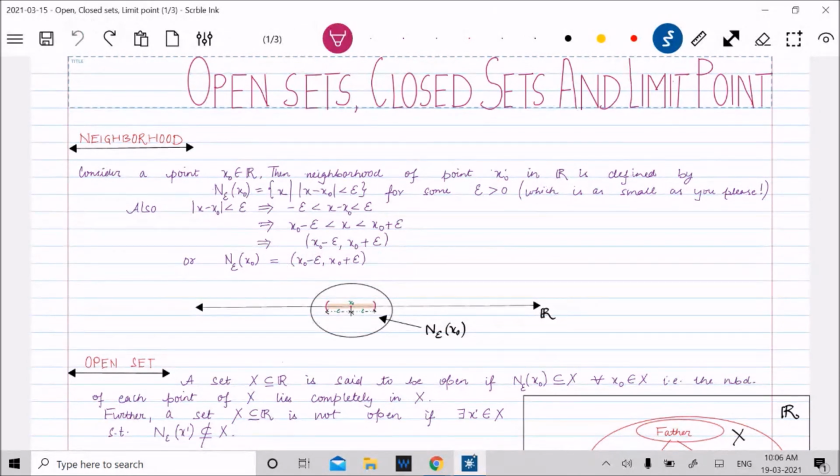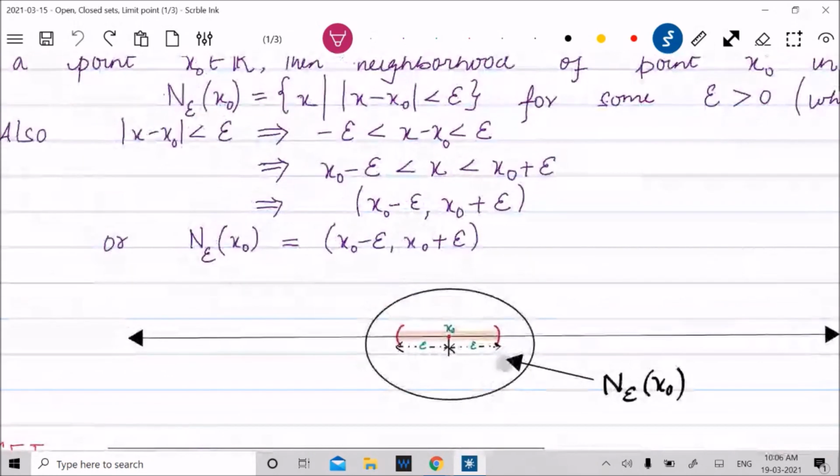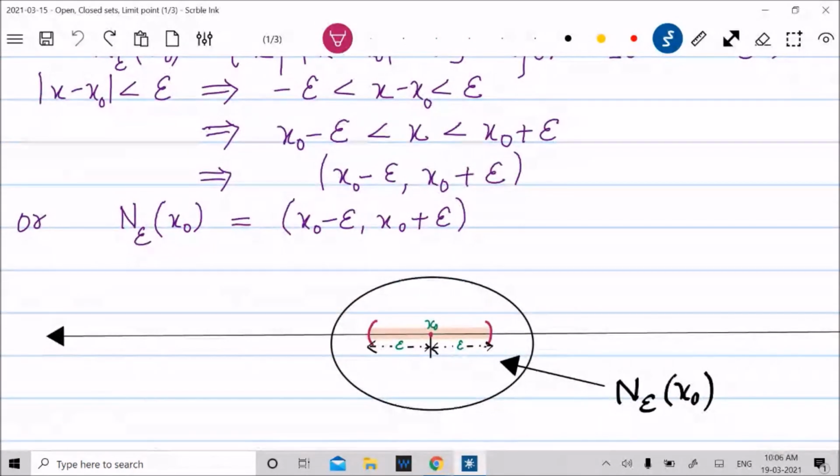If we compute the width of this interval, that will come out to be 2 times epsilon. So x naught is taken as the center of that interval. And if you want to see the picture, this is a picture of the neighborhood of any point. This red colored dot is the point x naught chosen on the real axis. You can see that the radius on both sides of x naught is epsilon, left as well as right. And it is taken as the open interval.